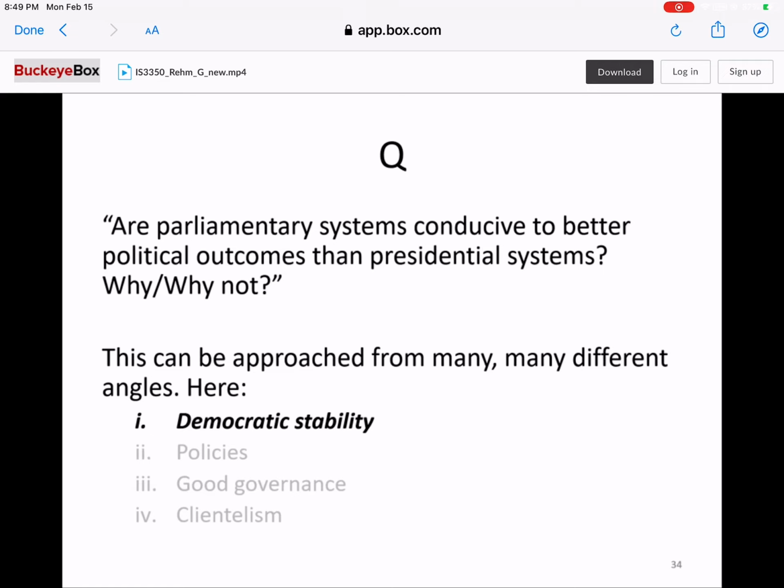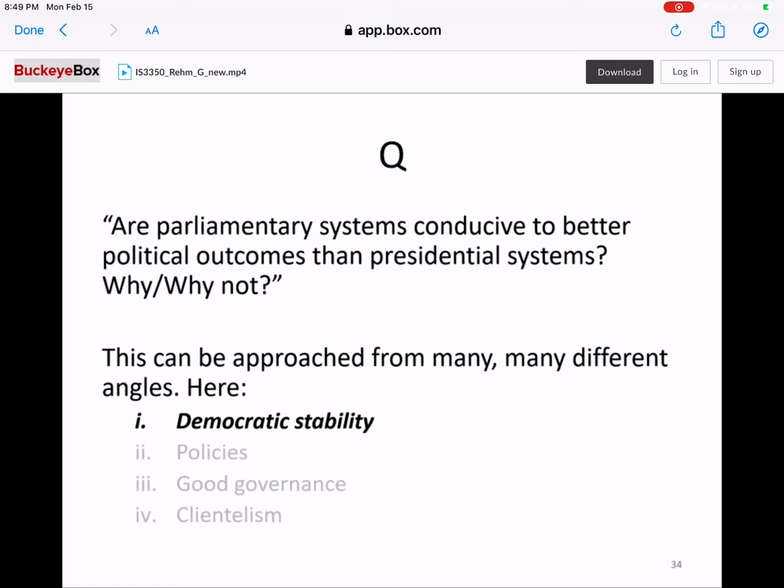Now, as with most essay questions, there is no right or wrong answer. There are just good or less convincing arguments on one side or the other. And so I will not give you a straightforward answer to this pretty straightforward question, because there is no straightforward answer. The question can be approached from many, many different angles.